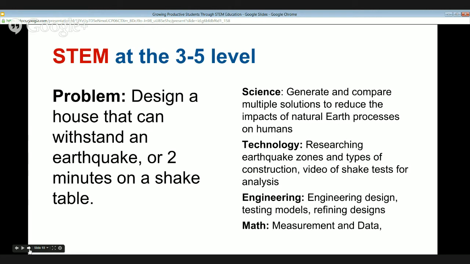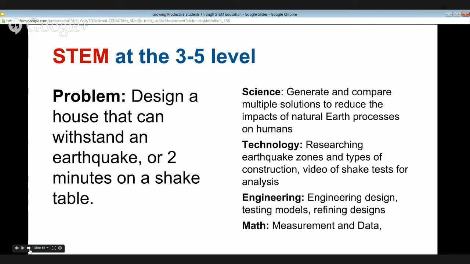Okay, so at the 3rd grade through 5th grade level, this one is a little bit more complex. It is to design a house that can withstand an earthquake of 2 minutes on a shake table. And the reason that last part was thrown in is because, obviously, we can't control when the earthquakes happen. But I've done some interesting things with this with students, and actually letting them help design the shake table as well. And this is a great time then to introduce a controlled experiment, because depending on the shake table, their results may not be 100% accurate.